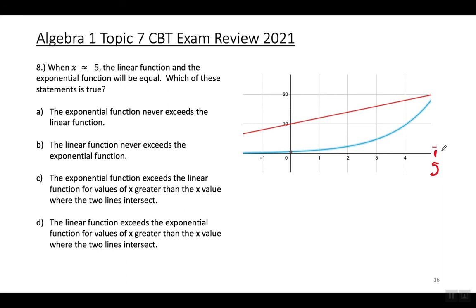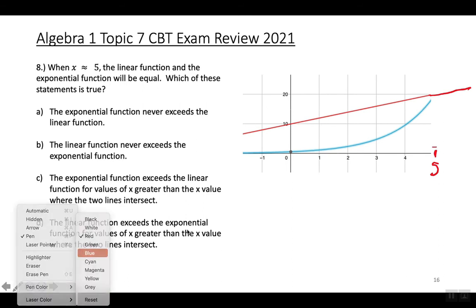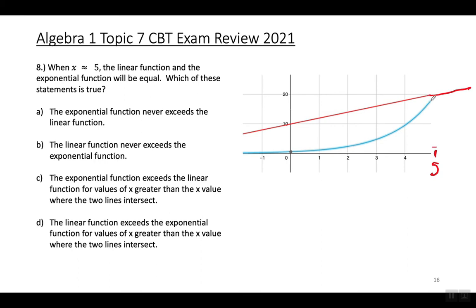So when x is approximately 5, the two functions are equal. That means that when x is approximately 5, let me change colors here. When x is approximately 5, that's where they meet.